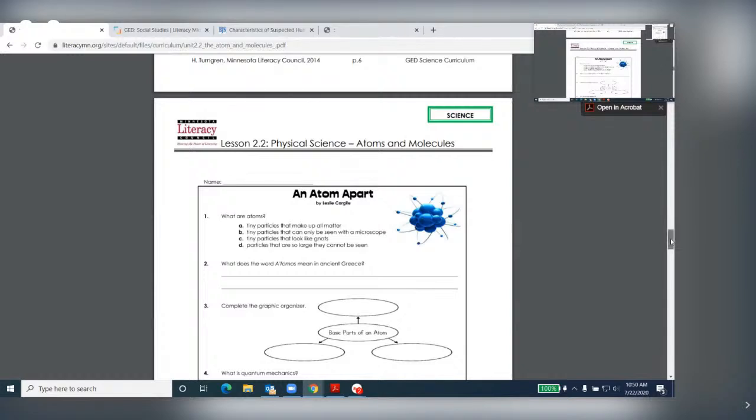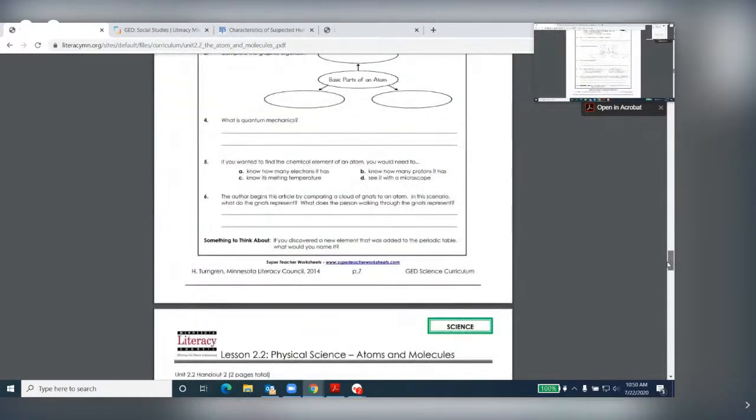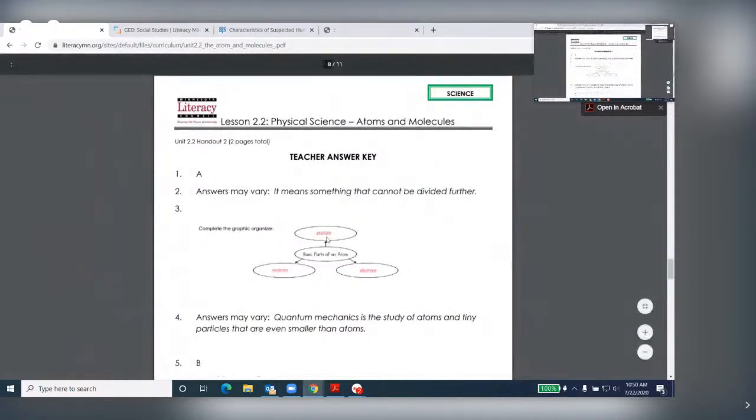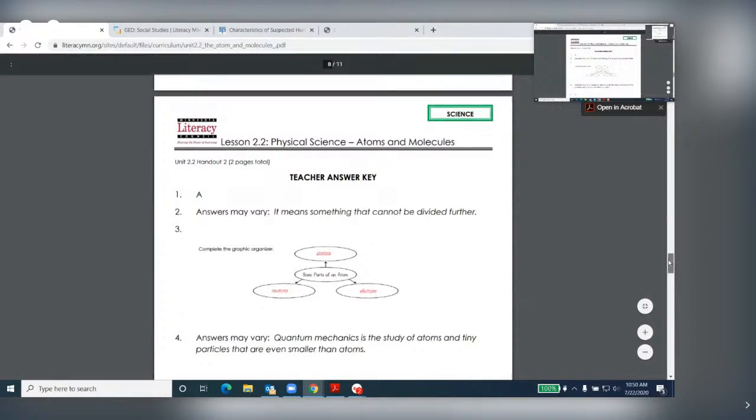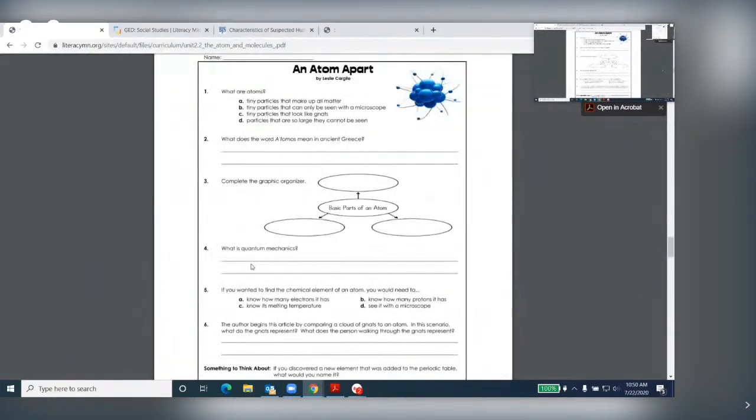And what I'm going to do, you guys, I'm going to take you down to right here. So atoms have 3 parts, if you remember: protons, neutrons, and electrons. So P, N, E. You can remember that. Protons, neutrons, electrons. Okay. And if you go to number 4, what is quantum mechanics?